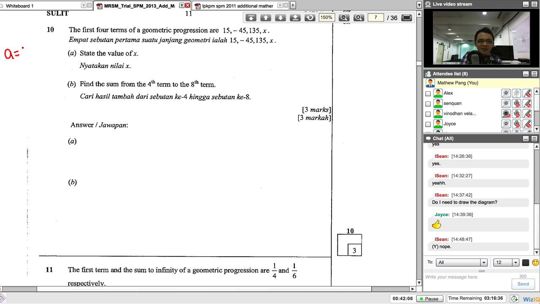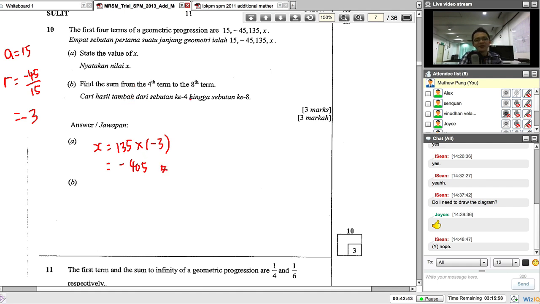So A is obviously 15. R is just the second term divided by the first term. So my R is just -3. Alright, -3, okay? So that means I keep on multiplying by -3. So x is simple. So x is just 135 multiplied by -3. Let me press the calculator. 135 multiplied by -3, -405.